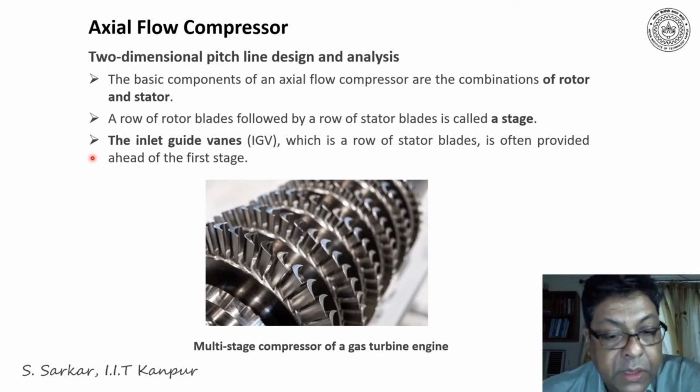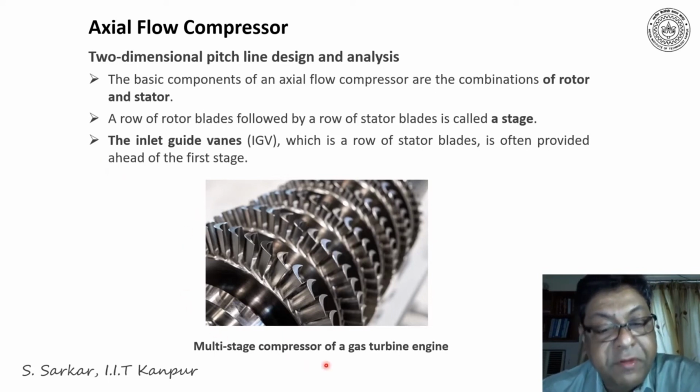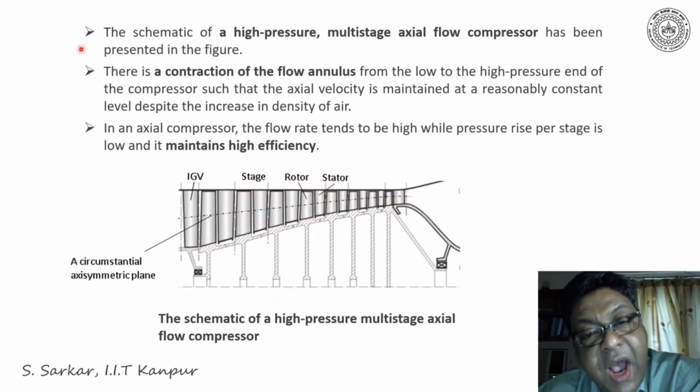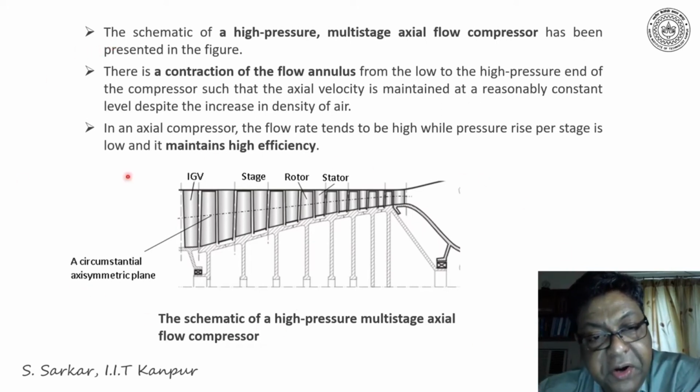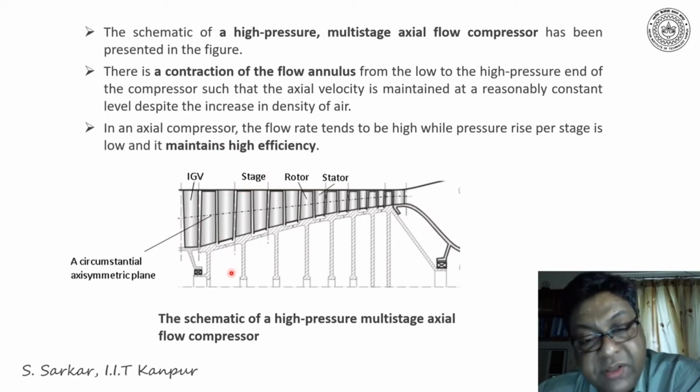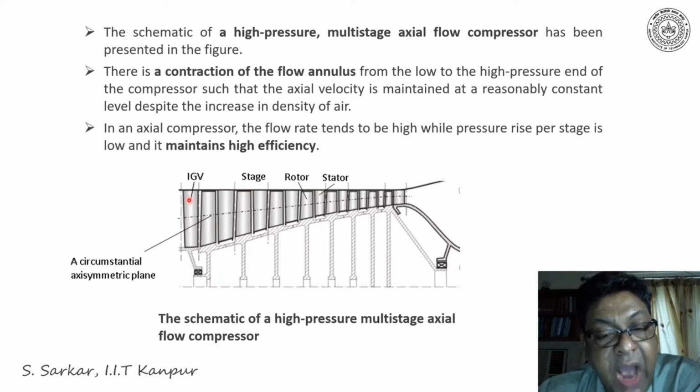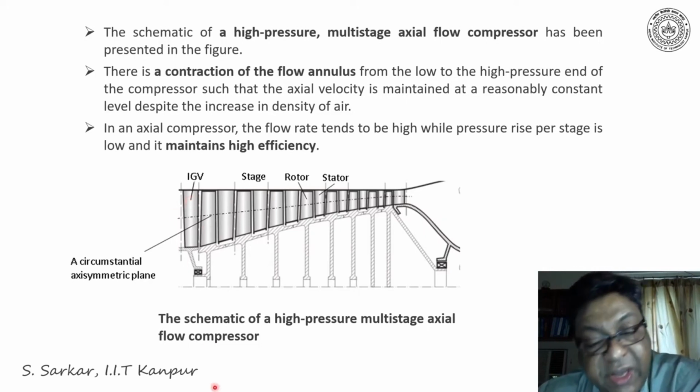Here I have indicated the picture of a multi-stage compressor of a real gas turbine engine, where you can appreciate the series of rotor blades of aerofoil construction. The schematic of a high-pressure multi-stage axial flow compressor has been presented in the figure here, where one can appreciate that the rotor is connected to the hub while the stator is connected to the casing. Furthermore, the stage has been indicated here, which is a combination of the rotor and the stator. Here, an IGV is presented ahead of the first stage.